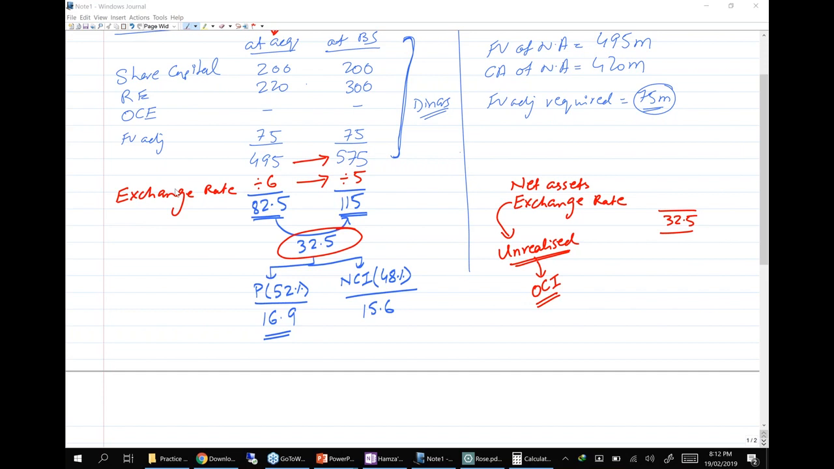Simran is saying, sir, we share it to NCI because it's full goodwill. No, Simran, basically NCI always have a share of profit in both full and the partial goodwill. But in case of working two, it is going to impact whether it's full or partial.